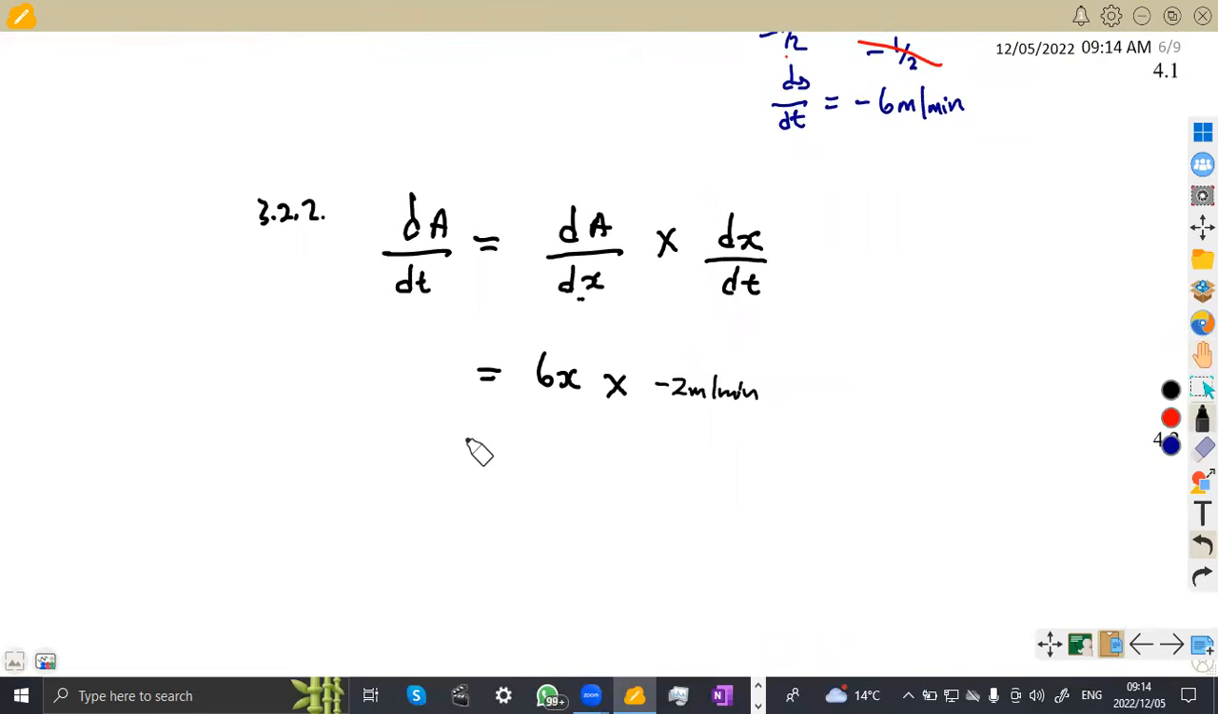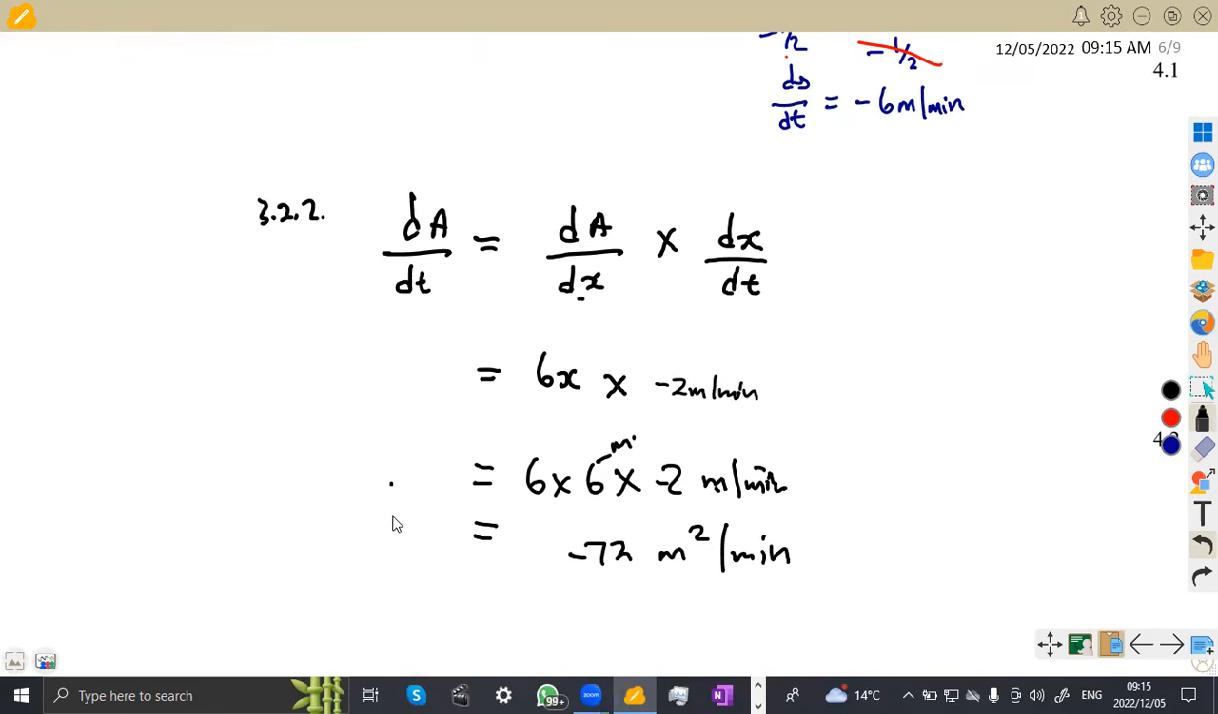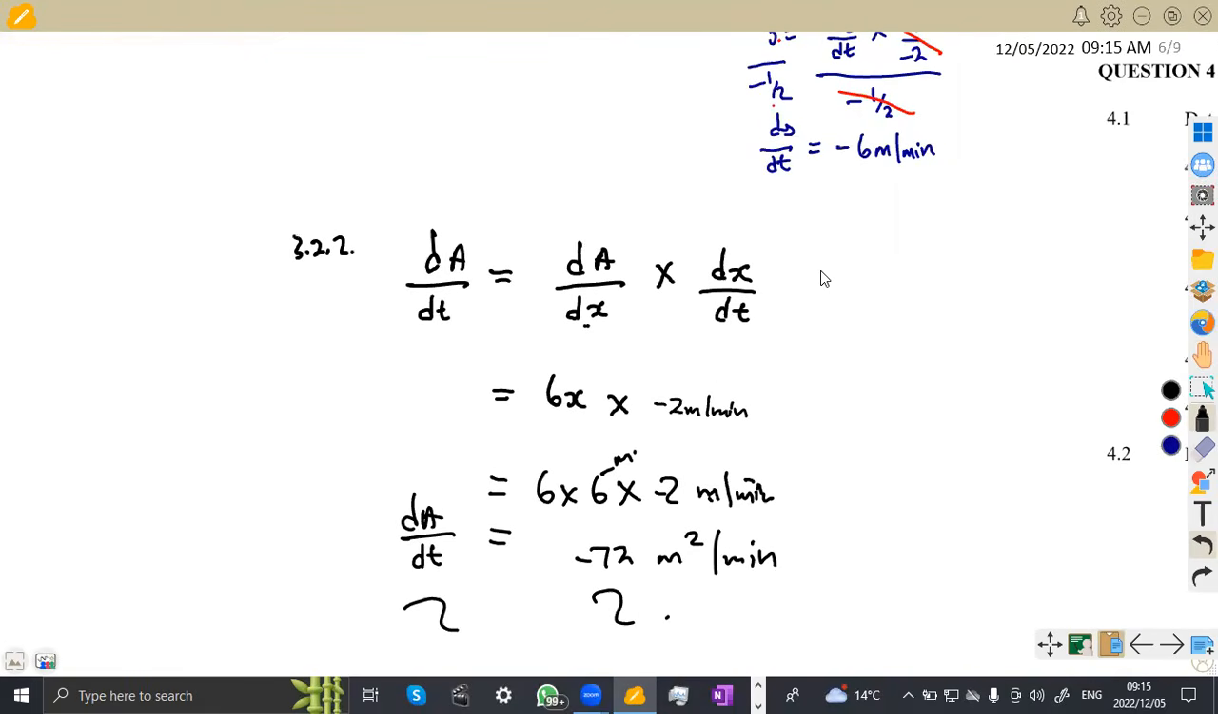All right, so that means our dA dt is going to be 6 times 6 times -2 meters per minute. So take note, the 6 that we have here is actually in meters. So the moment that you multiply meter and meter, it is going to be square meters, okay? So 6 by 6, that's 36 times -2, which is -72 square meters per minute. So that is the rate at which the area is decreasing: -72 square meters per minute. Take note, this is area. If it was volume, it was going to be cubic meters per minute.